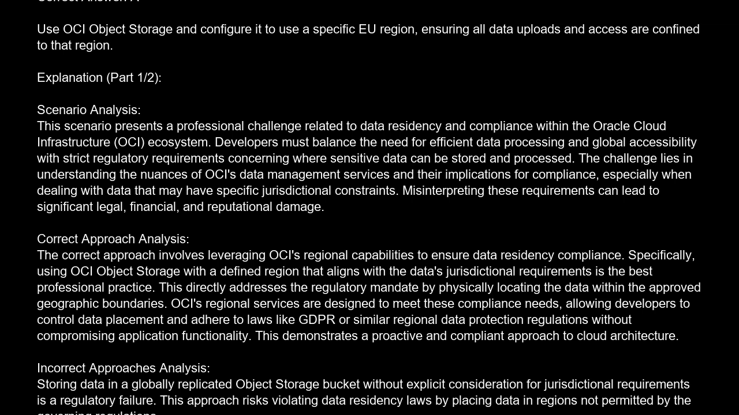OCI's regional services are designed to meet these compliance needs, allowing developers to control data placement and adhere to laws like GDPR or similar regional data protection regulations without compromising application functionality. This demonstrates a proactive and compliant approach to cloud architecture.